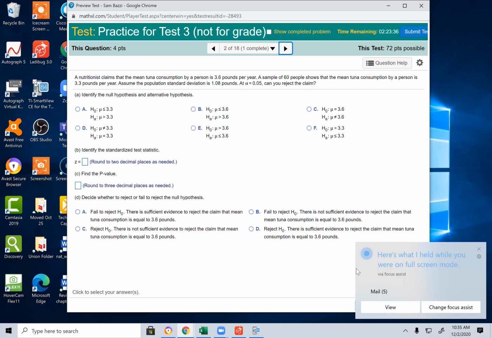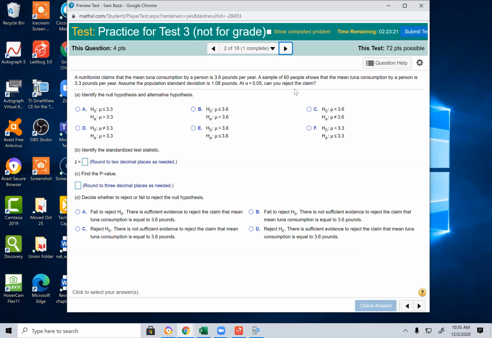So number 2, a nutrition claims that the mean tuna consumption by a person is 3.6 pounds per year. A sample of 60 people shows that the mean tuna consumption by a person is 3.3 pounds per year. Assume that the population standard deviation is 1.08. Can you reject the claim?